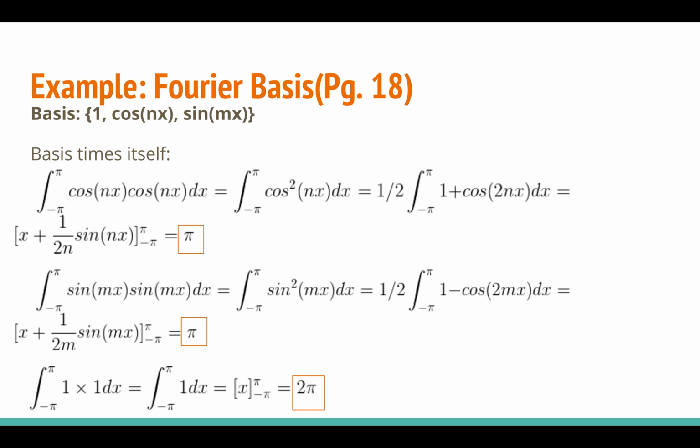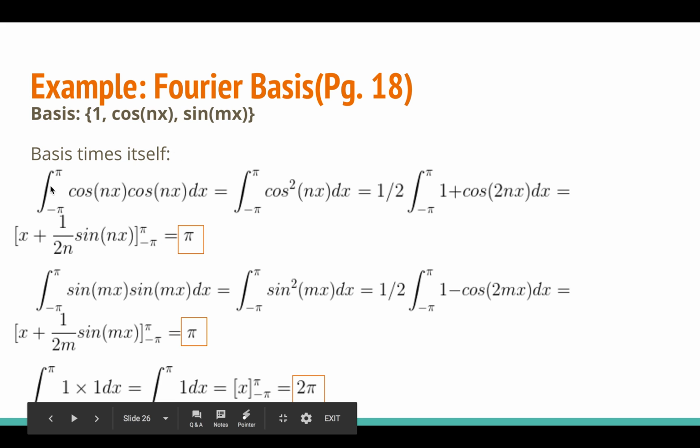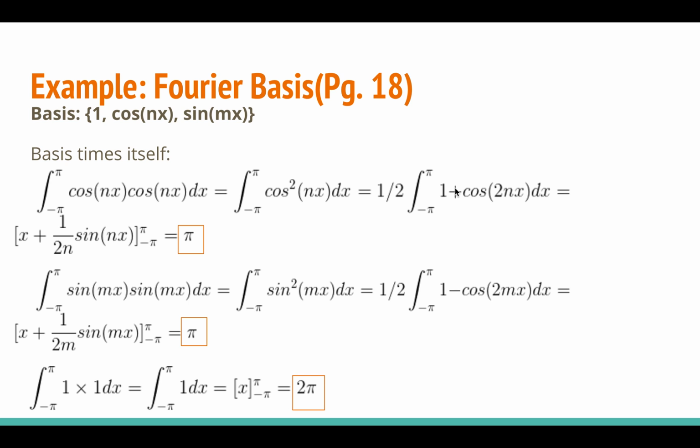And here's an example of the Fourier basis. So basically what you have to do is take the basis times itself and the basis times the other bases in the set, right? So the basis times itself, you should get pi for cosine of nx, and then you should get pi for cosine of mx too. So sine of nx times itself should get pi, and cosine of nx times itself should be pi if it's taken using inner products. Same thing with 1, you should get something a little bit different, 2 pi in this case. In this case, it's from pi to negative pi, so that's what you should get.